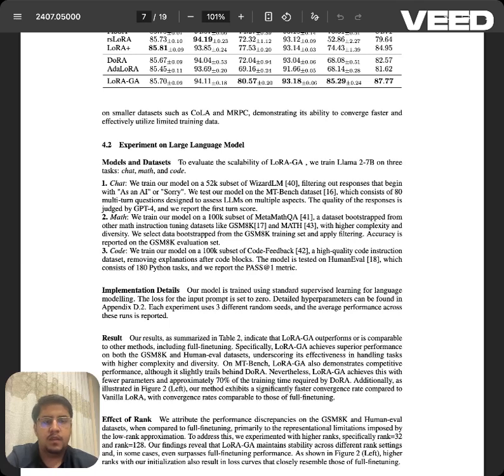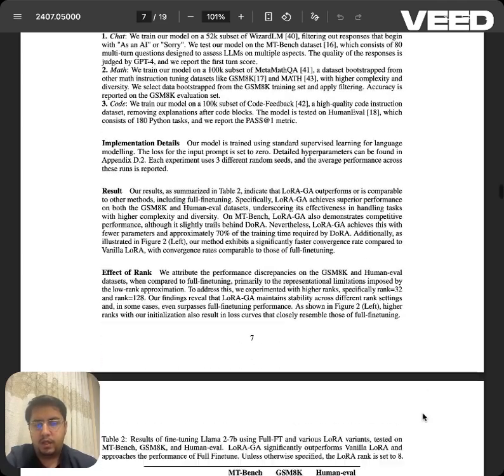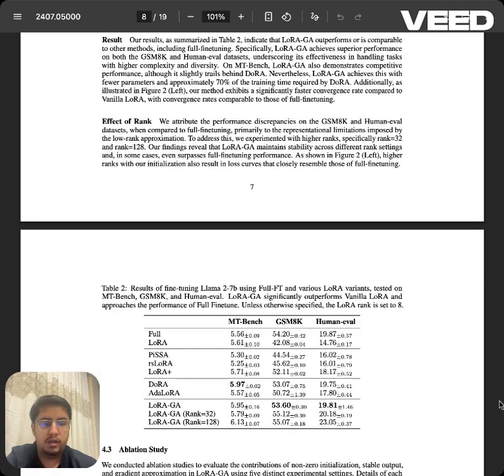In terms of how that goes, the authors have decided to train this on three tasks: chat, math, and code. And we have benchmarks for all three of them. Let's look at them one by one. I feel like there's a table here. Oh, there's a table here. So let's start with MT-Bench.